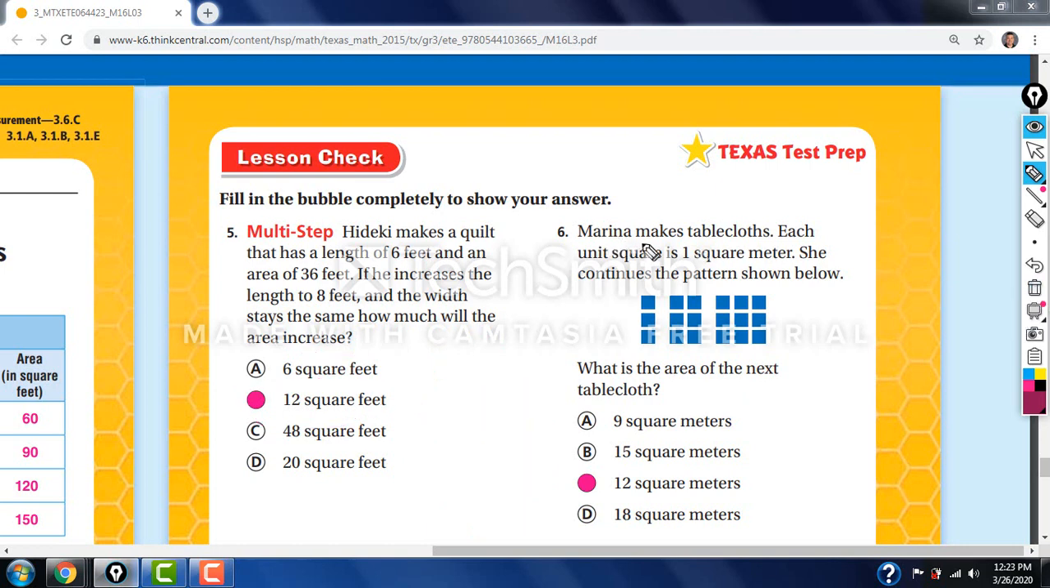Number 6, Marina makes a tablecloth. Each unit square is 1 square meter. She continues the pattern below. So you have 1 length, 1 width. See, your length stays the same, 3. Now you add 1 width. Length stays the same, add 1 width. Length will stay the same, 1, 2, 3. And I'm going to add another width. So now instead of having 3, I'm going to have 4. So I have 3 here, I have 4 here. What's my area? 12. So I'm just continuing the pattern. It's pretty simple. I'm pretty sure you all did very good with that one.